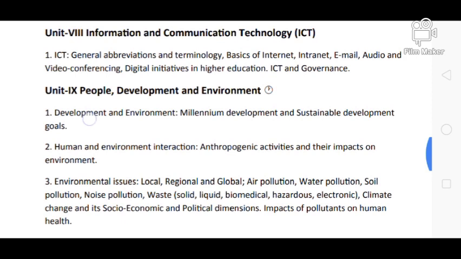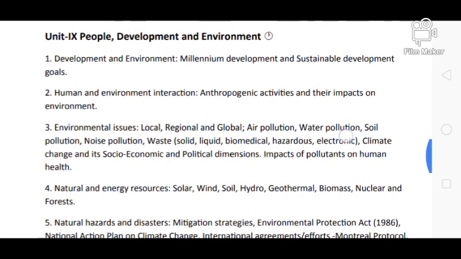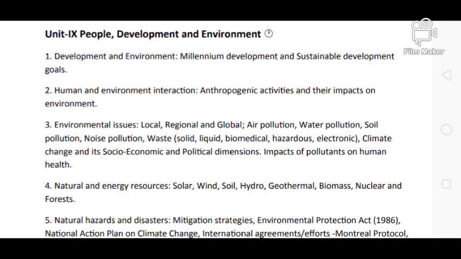Okay, friends. These are the syllabus of Unit 8, Information and Communication Technology, ICT. Now let us see Unit 9. In the Unit 9 we have people, environment and development.